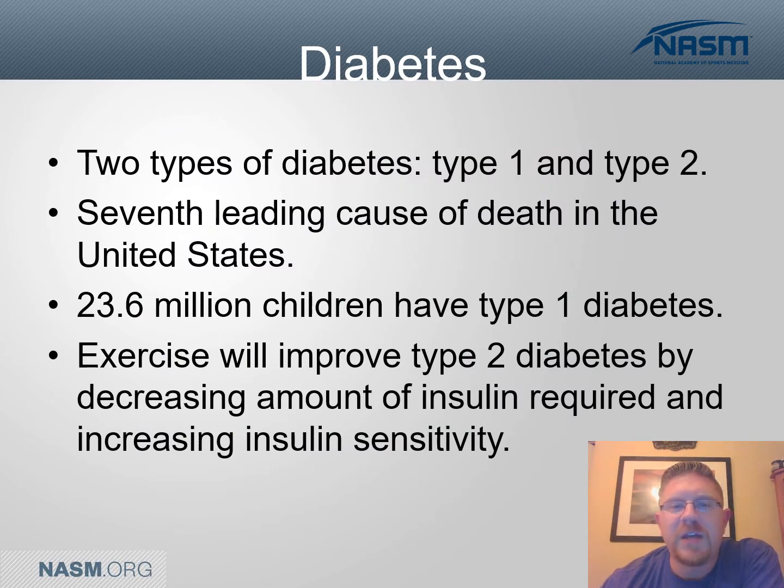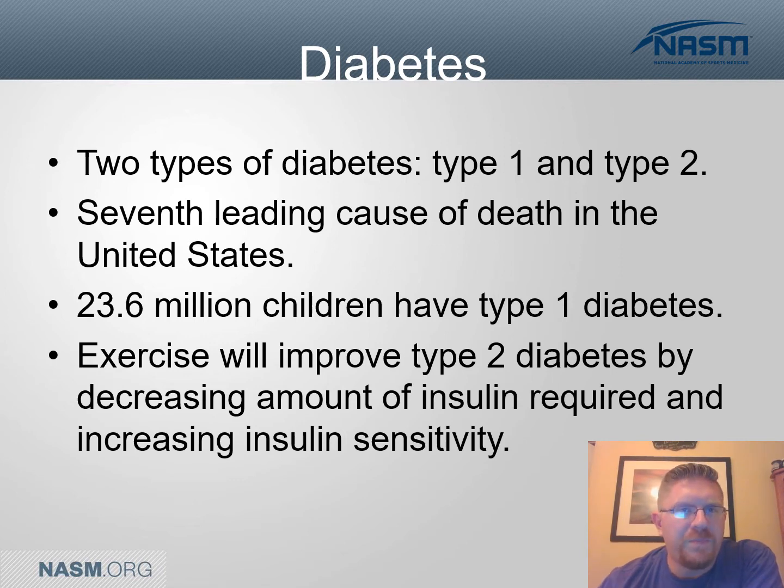Diabetes. 2 types, type 1, type 2. 7th leading cause of death in the United States, believe it or not. 23.6 million children have type 1 diabetes. And look, not a whole lot we can do about that. That is, you're born with it. That's what you got. It's unfortunate, but it's manageable, and you can live a relatively normal life.